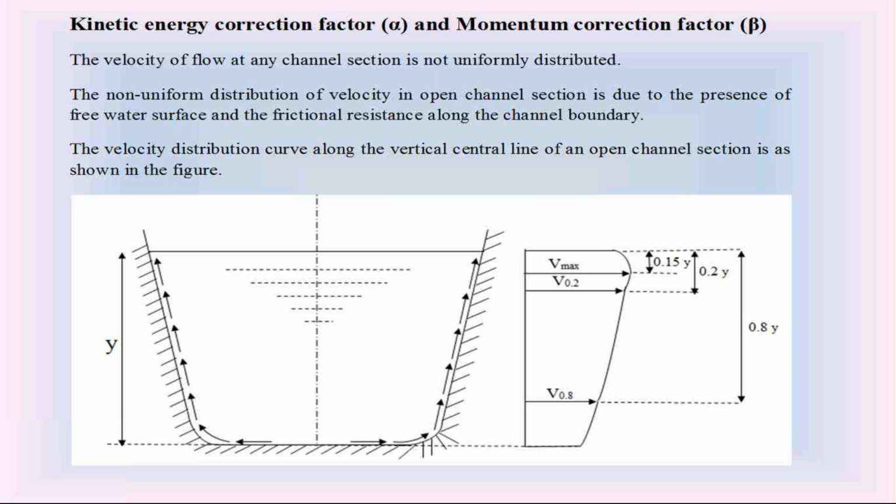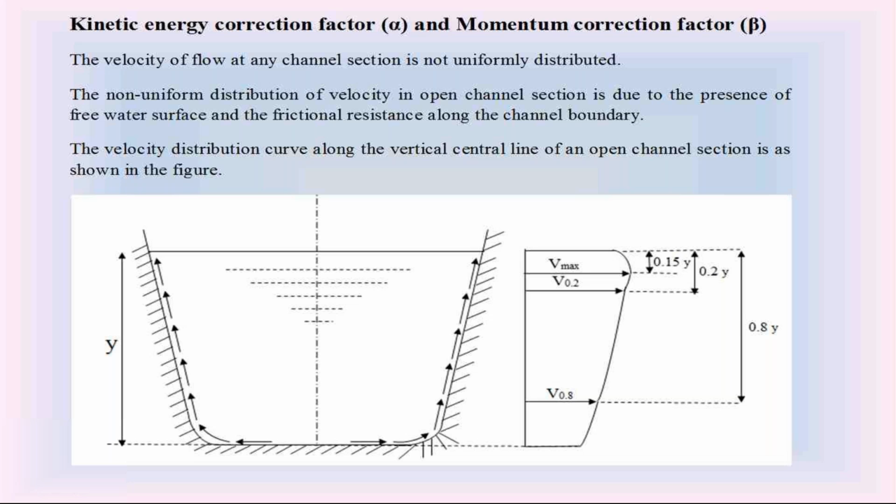Throughout this depth y, if y is the depth of water flow in the open channel, the velocity of water is not constant. At the top, one value of velocity, and at the bottom, another value of velocity. So check this velocity distribution. This is the velocity distribution of water moving in this canal, open channel, from top to bottom. At the top, the velocity of water is one value.